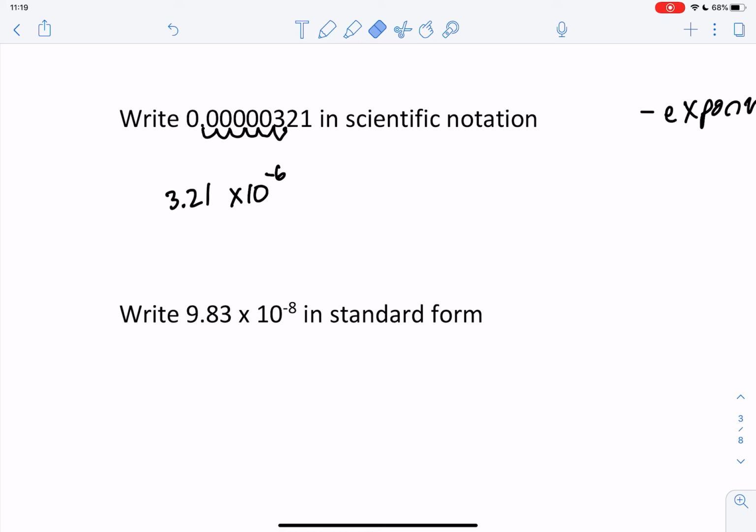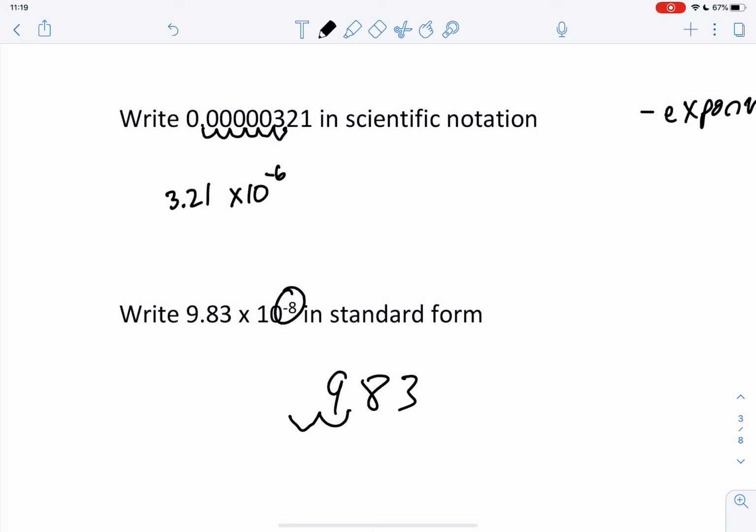Next, write 9.83 times 10 to the negative 8 in standard form. All right, so hopefully you can tell, based off of that exponent, this is going to be a very, very small number, smaller than the one we just did. So we just start here, make sure you have enough space, and we don't want to go to the right, because that would make it a really big number. So just always ask yourself, are we making a really large number or a small number? In this case, it's small because it's a negative exponent, so we have to go over 8 times.